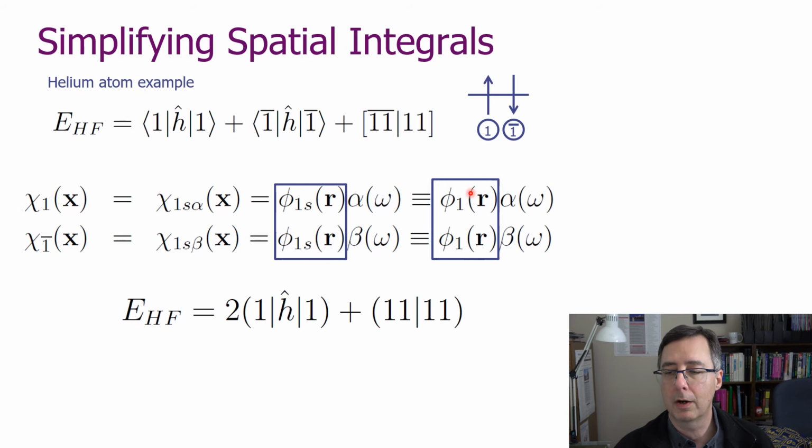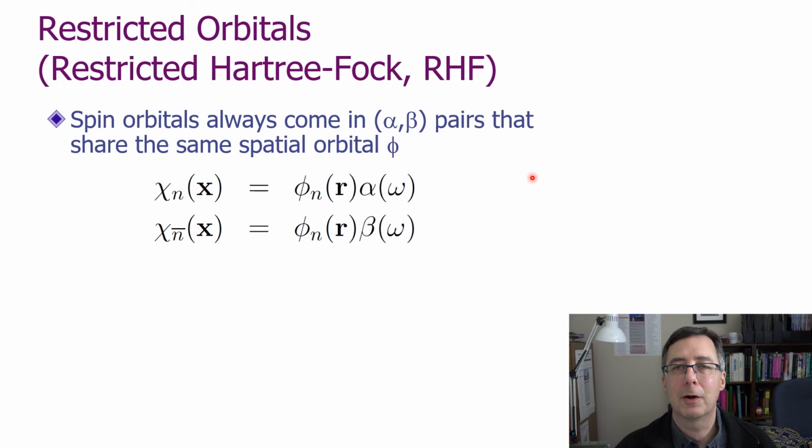If I pair up my alpha and beta to be in the same spatial orbital, which is normally what chemists would do if all the electrons are paired, this idea, which I hope you like, has a name. It's called restricted Hartree-Fock. And all restricted Hartree-Fock means is that if I have my spin orbitals, they always come in alpha-beta pairs, and they're paired up in the same exact spatial orbital, every pair is. So if I have chi n and chi n bar, then these decode into just phi n times alpha or phi n times beta, where again phi n is precisely the same. And hopefully you liked that for helium and you would like it in general.